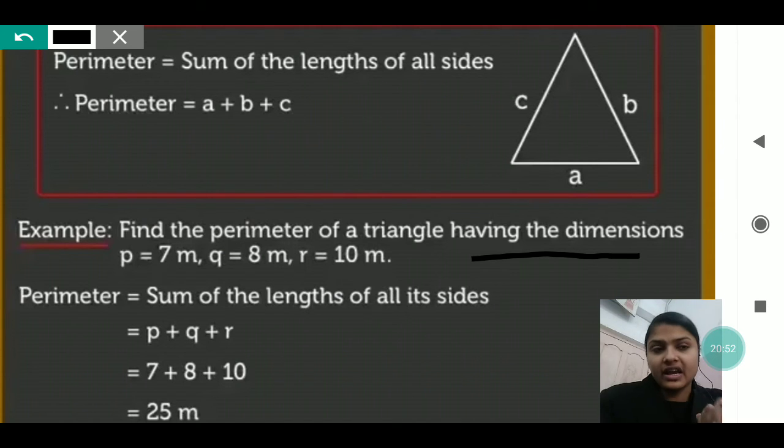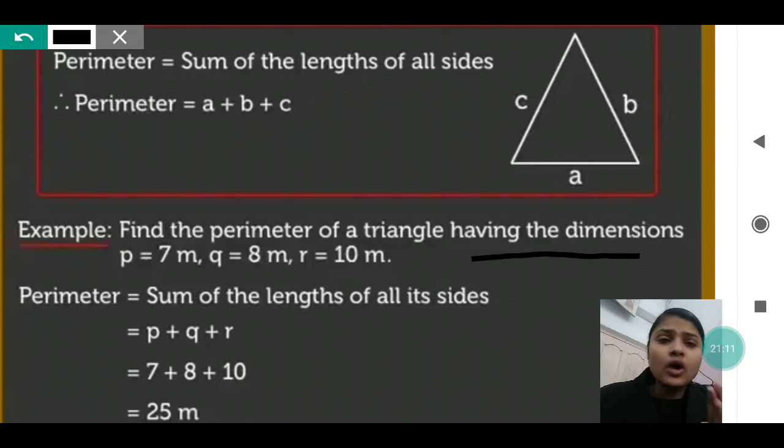Which kind of triangle is it, my dear? We have learned about the different types of triangles. It is a scalene triangle because all the sides are different. All the side lengths are given different, so it is a scalene triangle.